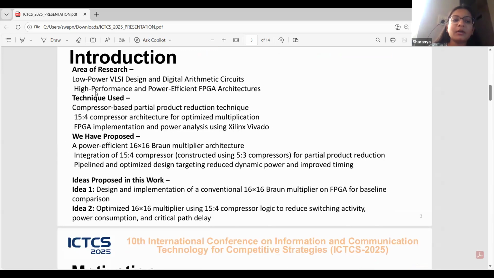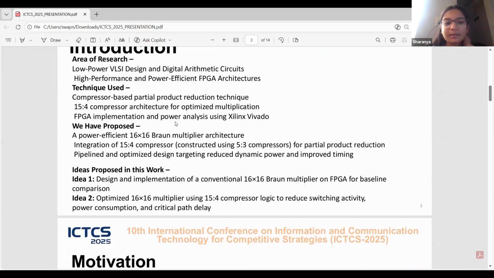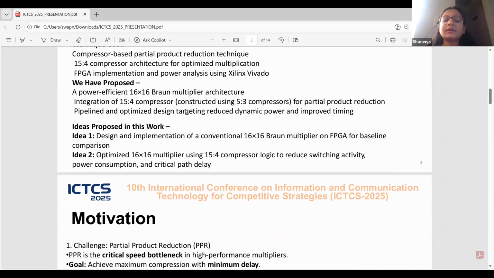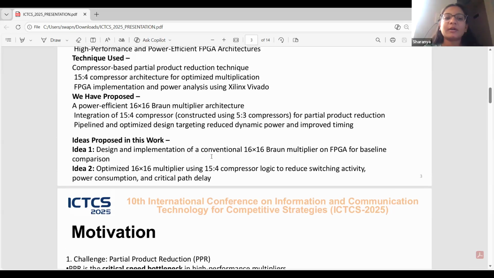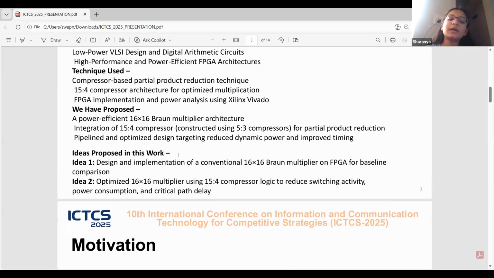The technique used here is the compressor partial product reduction technique. Here, the 15 down to 4 compressor architecture is for optimized multiplication, as I have discussed previously. This compressor module can be used in any multiplier, but in our project we have taken the Brown multiplier.